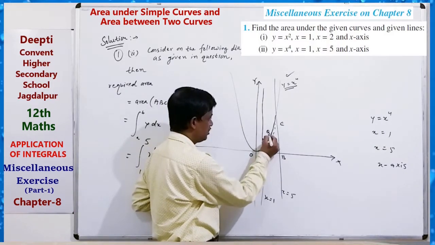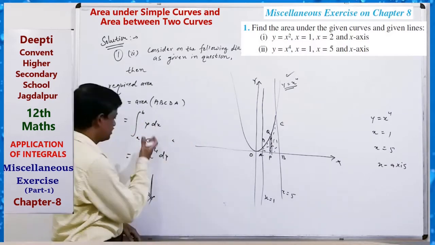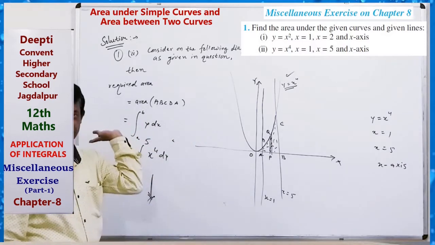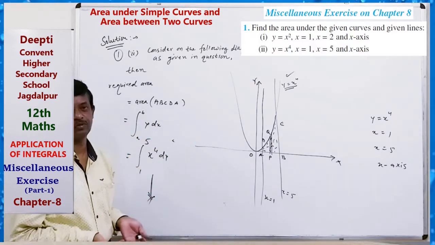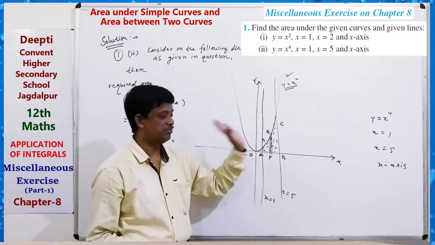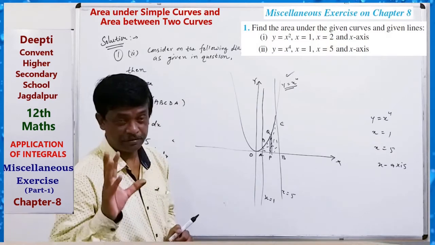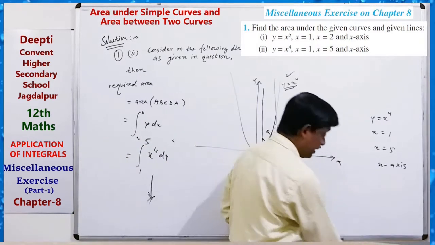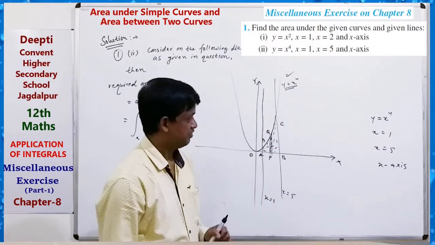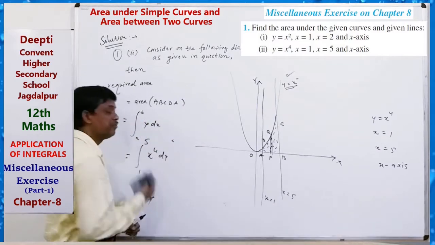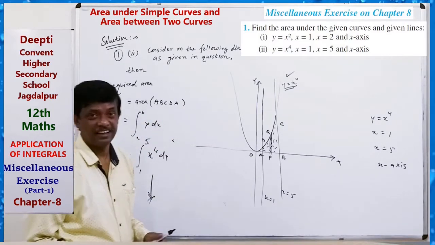P to Q, y dx, x to the power 4. In the previous question it was x square, and here it is x to the power 4, with limit from 1 to 5. Clear? So this was the first question. So here the main thing is what? The diagram. And what will be the formula for finding area. Clear?